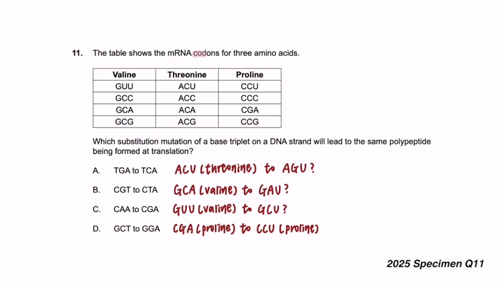The table shows that 3 amino acids are coded by 4 different codons. When there is a substitution mutation on a DNA strand, the codon may change to another codon. Out of these options, only option D will lead to the same polypeptide being formed at translation.